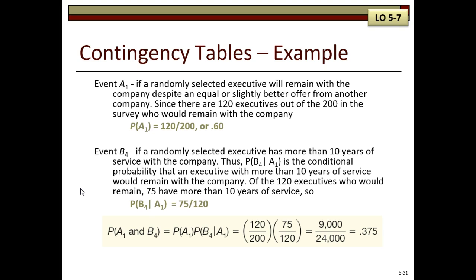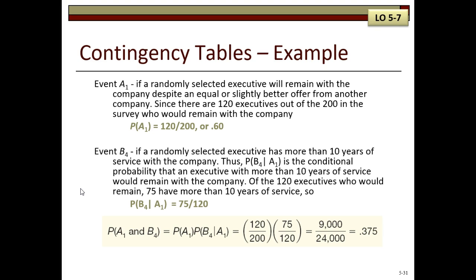We then need to go to event B, which represents that a randomly selected executive has more than 10 years of service. So we have the probability of B4, which is the column label name, given A1, which is the row name, a conditional probability that an executive will have more than 10 years of service given that they would remain with the company. Of the 120 executives who would remain, 75 have more than 10 years of service. So it's 75 over 120.